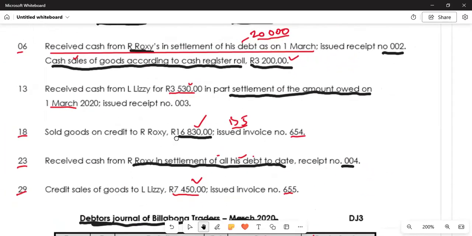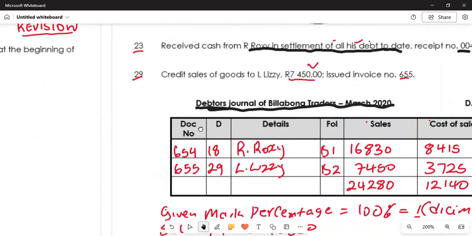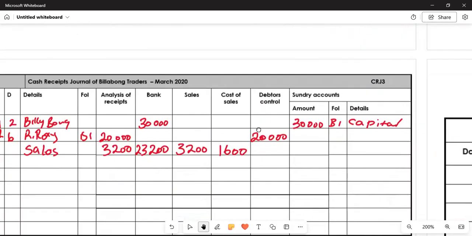As you can see now on the 13th, we received cash from Lisi for 3,530. So it means it's going straight into the cash receipt journal for our debtor Lisi. 3,530 is going to go straight into our bank, which we received from our debtor Lisi. So now let us record it as well.